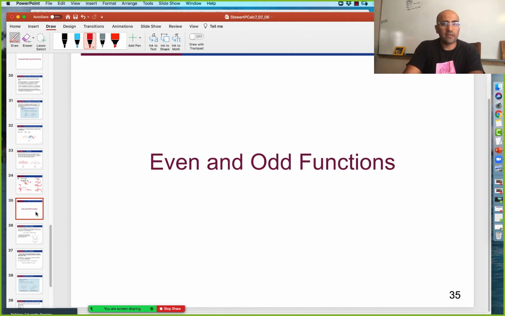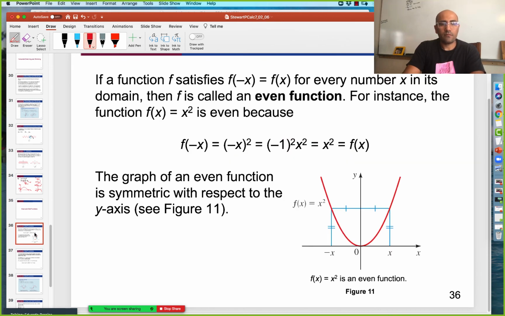Okay, last concept in this section is to think about even and odd functions. So if function f satisfies that f of negative x equals f of x for every number x in its domain, then the function is called even. A classic example of an even function is x squared, where if we plug in a positive number, or if we plug in a negative number, we always get the same result, right?